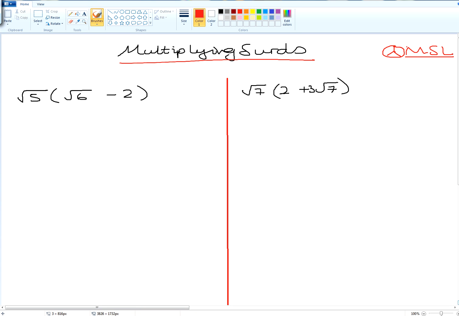Okay, Bismillahirrahmanirrahim. Okay, folks, welcome back. We're looking at multiplying surds, a grade A star topic with my GCSE class.